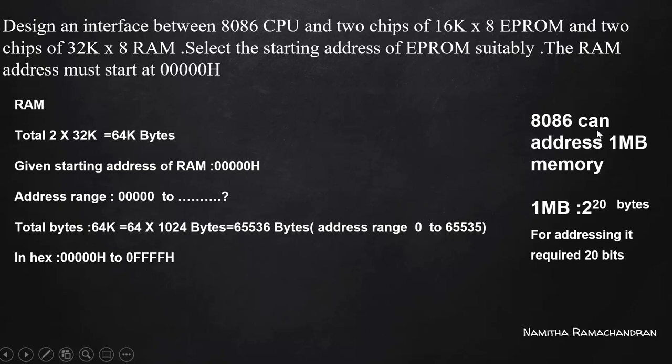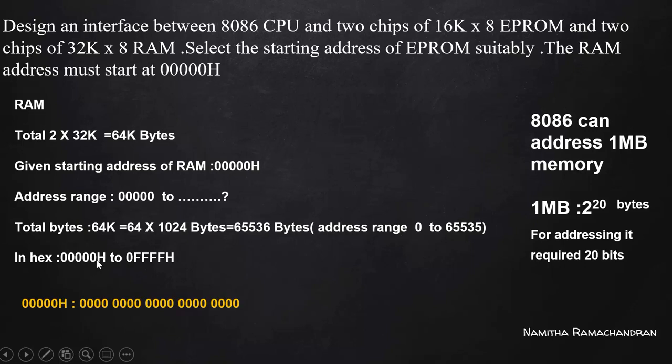Because the 8086 can address a maximum of 1 MB memory. 1 MB means 2 raised to 20 bytes. So, for addressing each and every byte of our 1 MB memory, how many bits are required? 20 bits. So we need to represent the address in terms of 20 bits in binary. So this is actually the hexadecimal equivalent of the 20-bit binary representation. How is it possible?